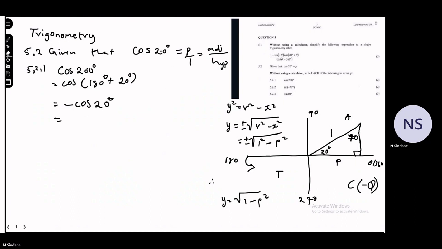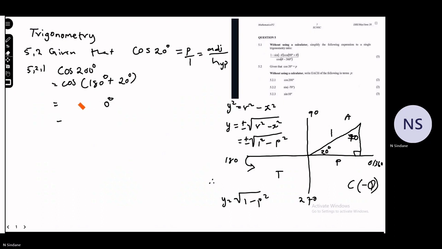Then I already know what is cos of 20. Cos of 20 is equal to p. It means this will be negative p, right? That is how I got my solution. Okay, now let's move to the next question.